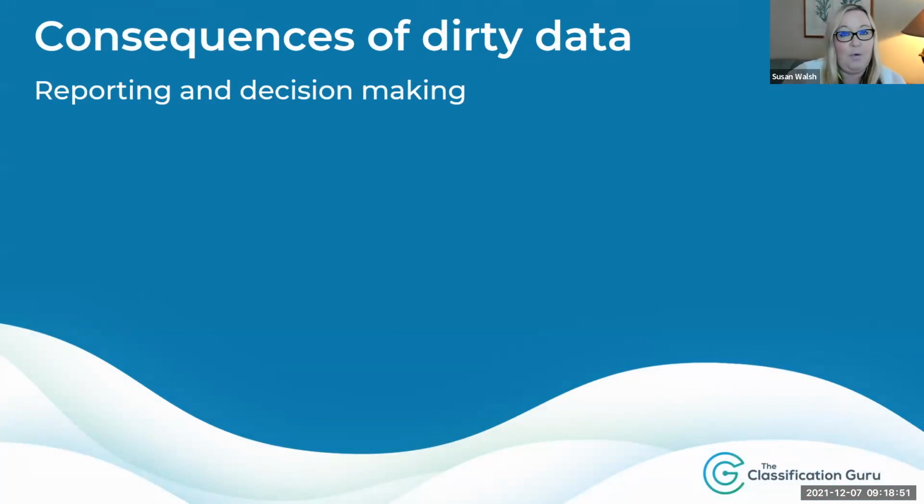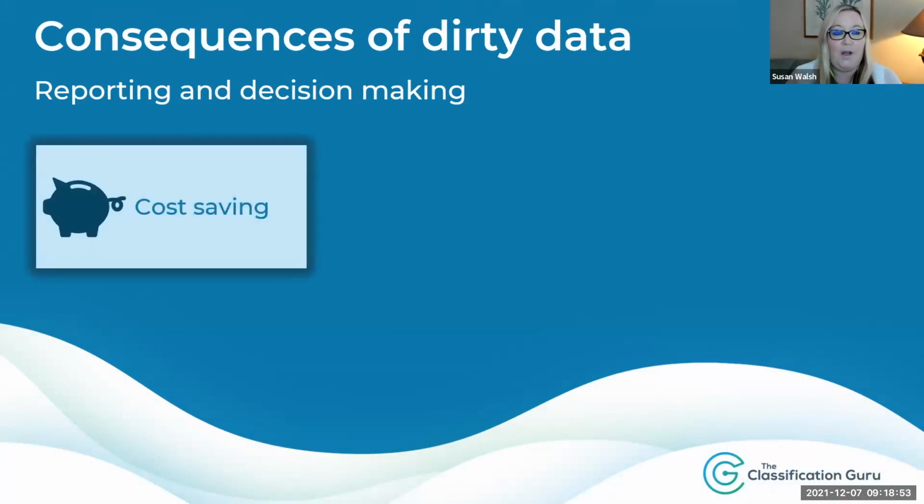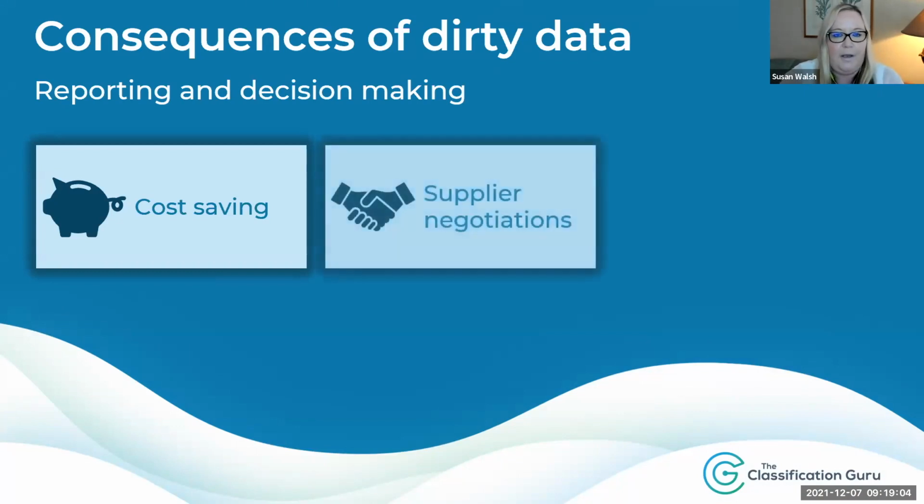It can start with reporting and decision making. So in the procurement world, that can affect cost savings. You might not be able to make as many cost savings as you thought you could, or you could make more, but you don't have the data to back it up. Then you've got supplier negotiations. You go into a meeting with data and your supplier has data, and more times than not, those numbers don't match. You want to go in with the best, most accurate data that you have so you can negotiate the best decisions.